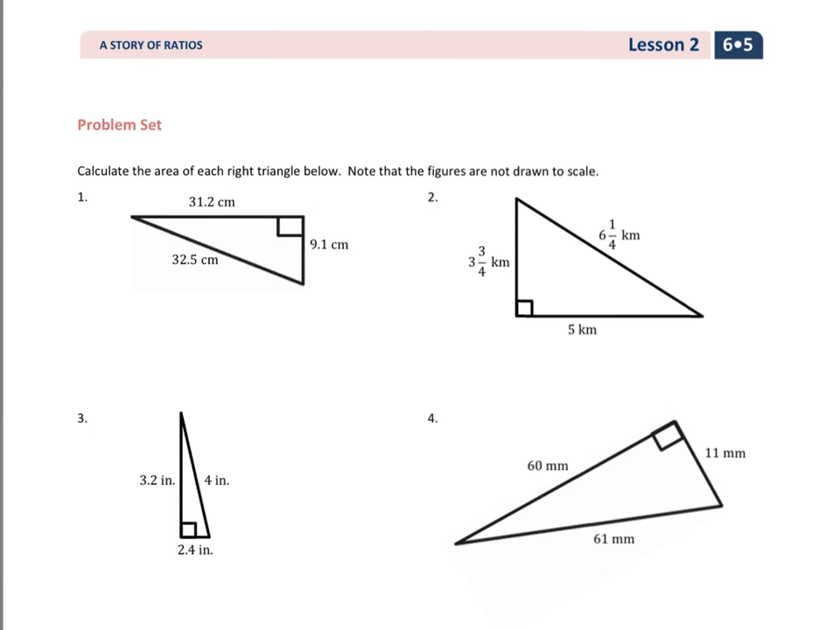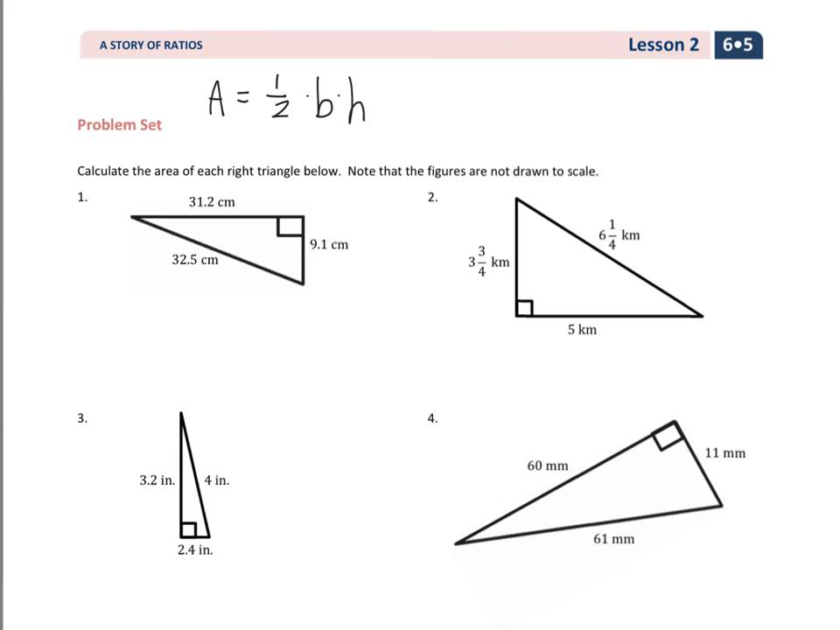The directions for the problem set say, calculate the area of each right triangle below. Note that the figures are not drawn to scale. So what we want to do is identify the formulas for area of a right triangle. And the first formula that we have is A equals 1/2 times base times height.